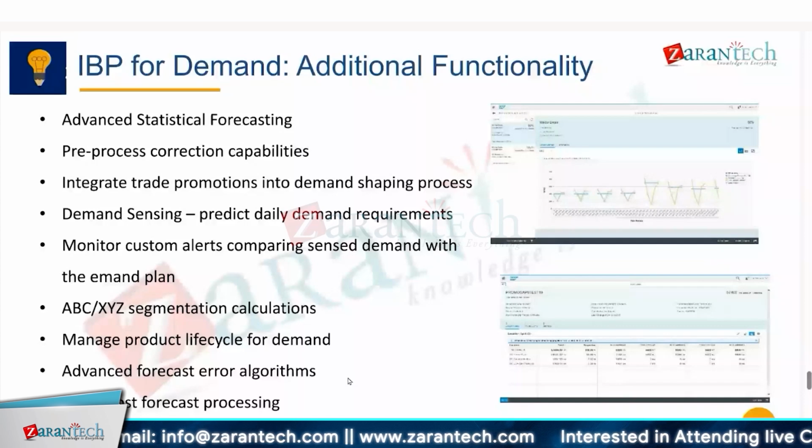So this ABC predominantly works on the value and volume contribution, whereas XYZ analysis works on the variability. So the combination of ABC and XYZ will give you a 9-box segmentation. You can draw a square, and within this square you get 9 boxes. In these 9 boxes, you place all your products, as to which product is falling in which particular box. And based on these 9 boxes, you will have a different supply chain strategy.